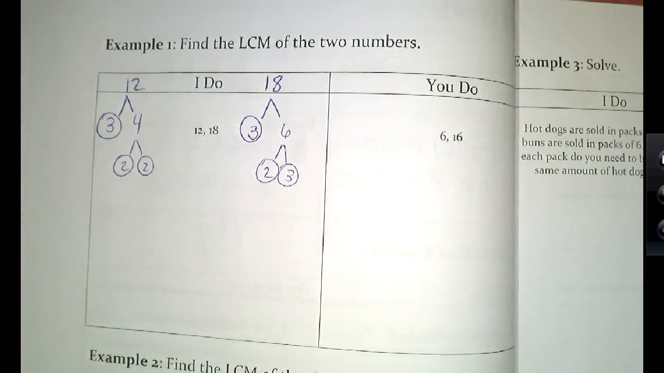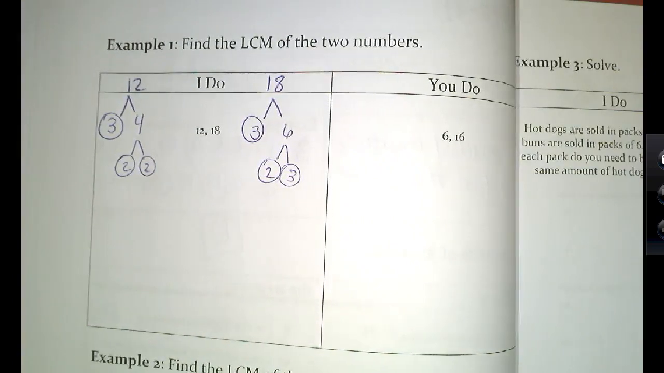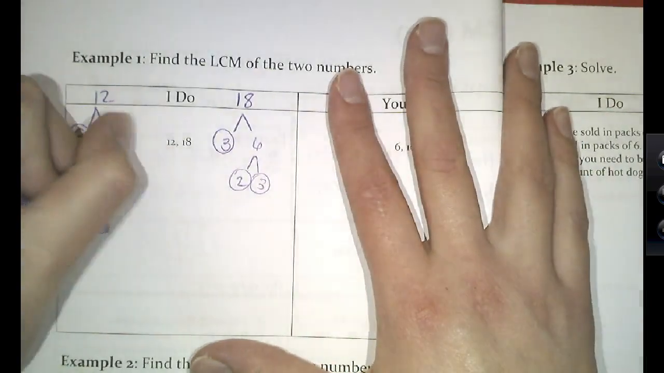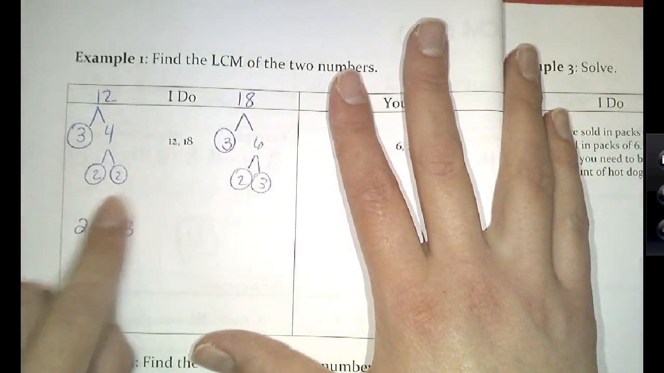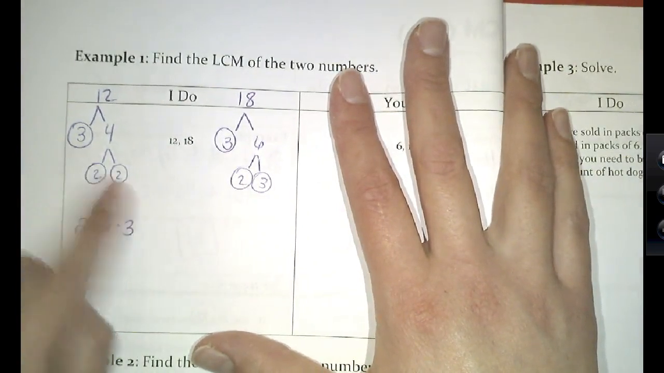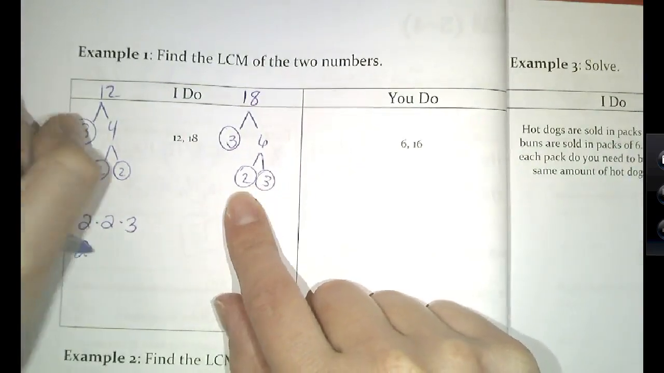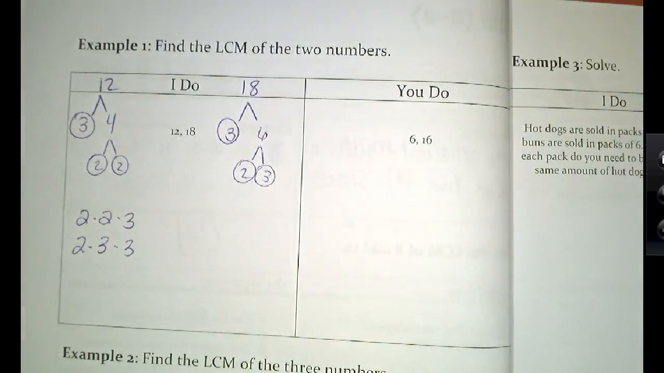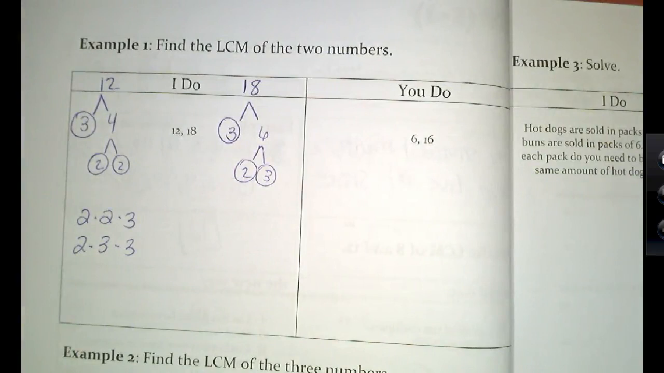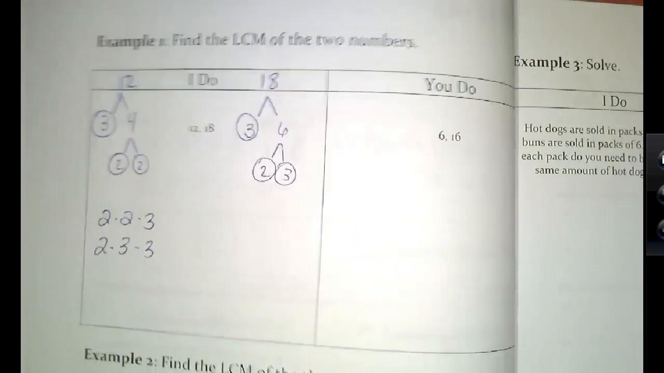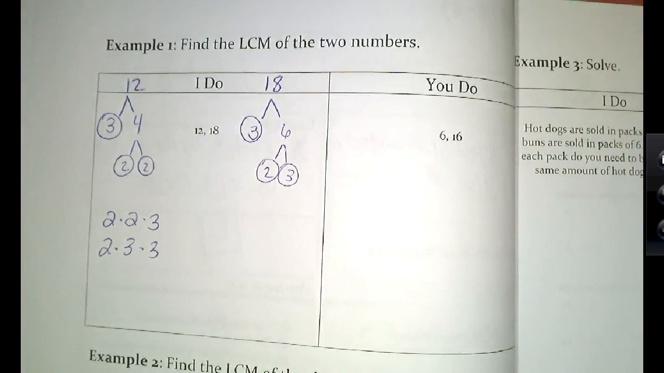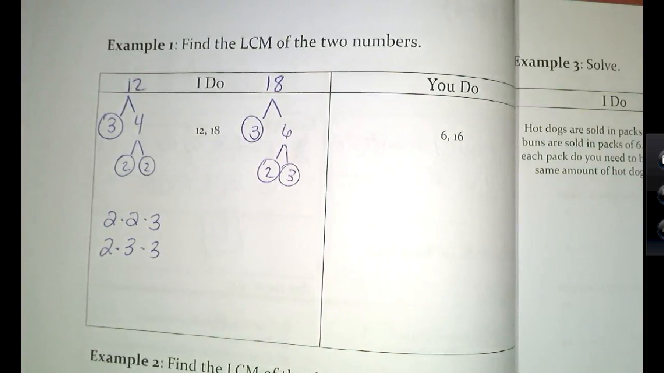After we make our factor trees, this is kind of like GCF. We're going to stack them on top of each other. So let's go ahead and take 2 times 2 times 3. That's my prime factorization of 12. 2 times 2 times 3. And we're going to stack 18, 2 times 3 times 3 underneath it. So we're stacking our prime factorizations. Go ahead and circle what they have in common. Just like GCF, we have to circle what they have in common.